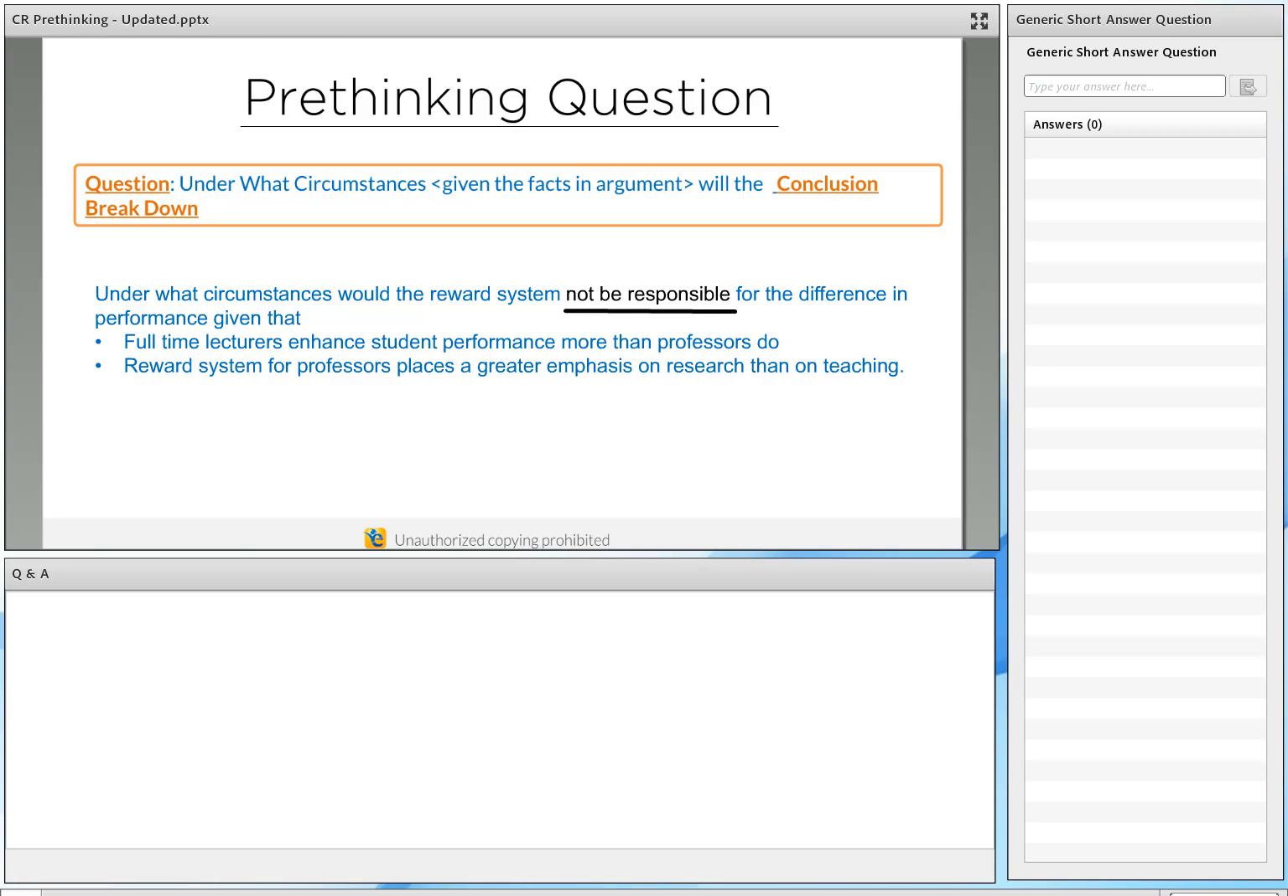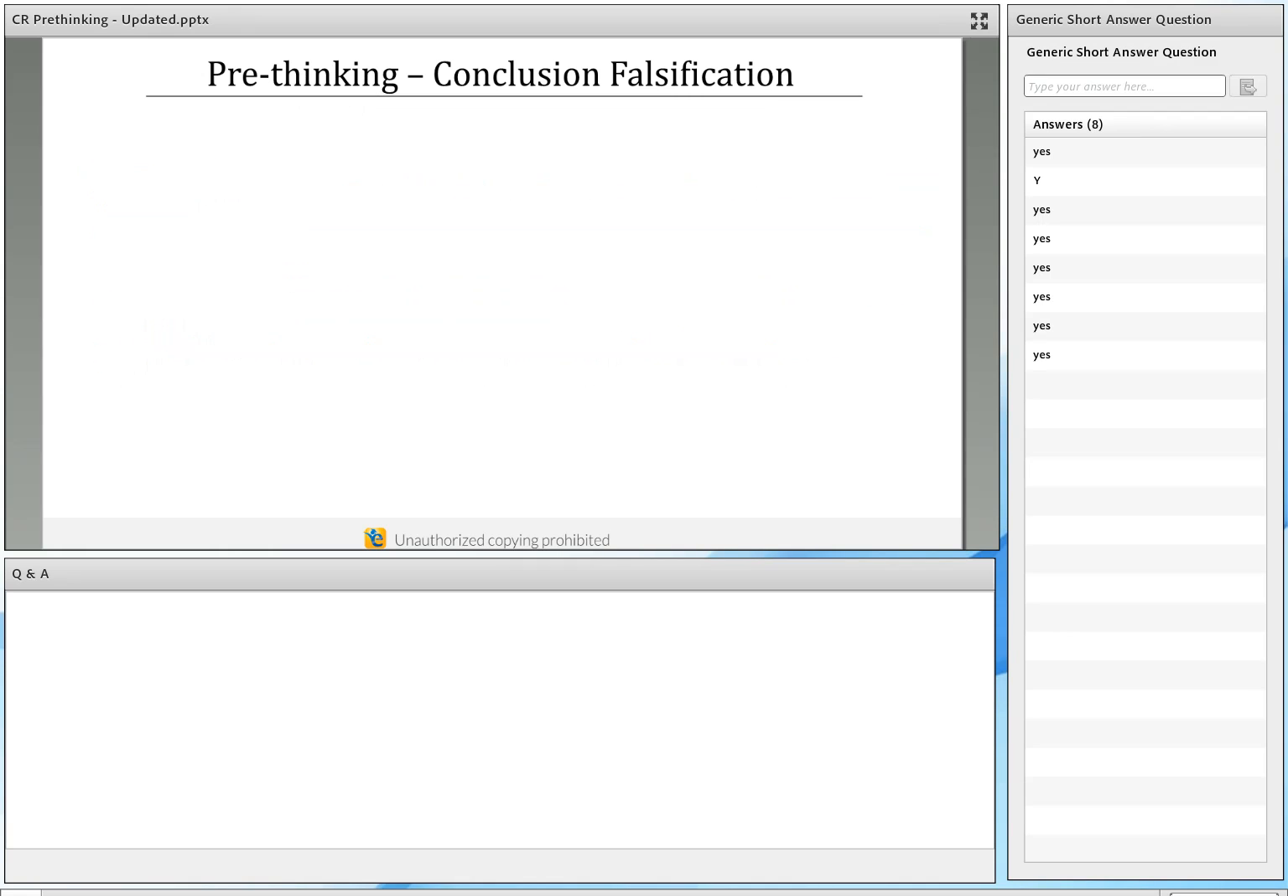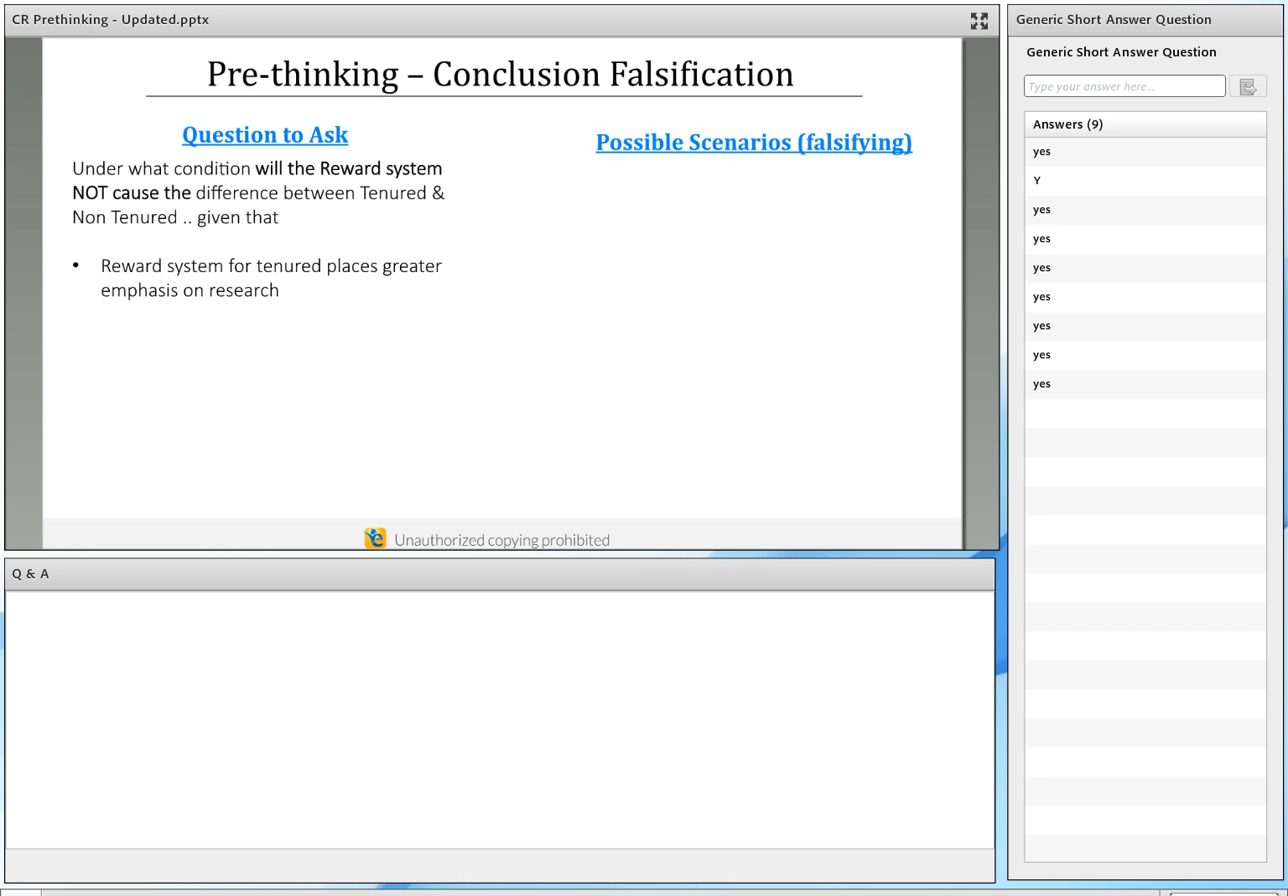Yes. Is the pre-thinking question clear? The answer to this question will tell you where the conclusion falters, and a couple of you actually gave me the correct assumption while I was showing this question. That was great. Okay, so let's post this question over here. Under what condition will the reward system not cause a difference between the tenured and non-tenured, given that the reward system for tenured faculty places greater emphasis on research?